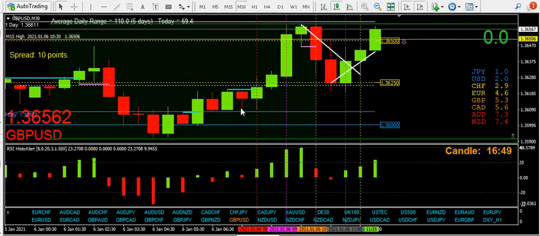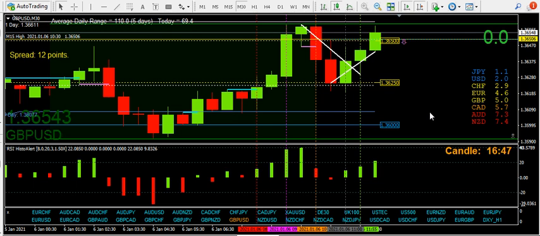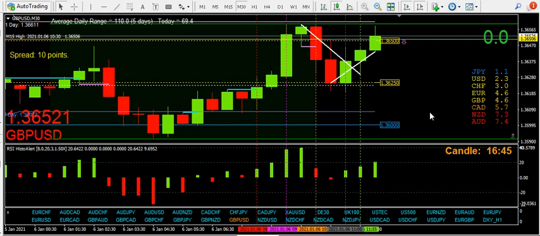3CRs aren't the holy grail or anything like that. They are just a way of having good rules to trade by, in my opinion, or at least enter trades by.